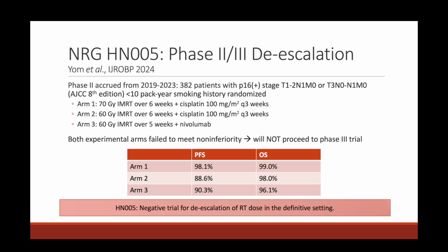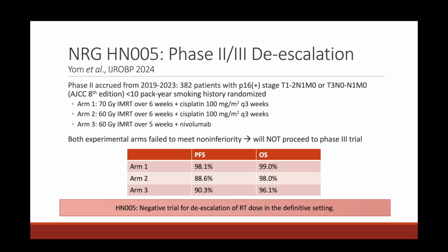Their control arm was the winning arm from RTOG 1016, which was radiation to 70 gray given over 6 weeks, so 6 fractions per week, with concurrent cisplatin. And then their 2 experimental arms were 60 gray over 6 weeks with concurrent cisplatin, or 60 gray over 5 weeks with concurrent nivolumab. So in that nivolumab arm, they were getting 6 fractions of radiation per week. And then in the 60 gray with cisplatin arm, they were just getting 5 fractions of radiation per week.